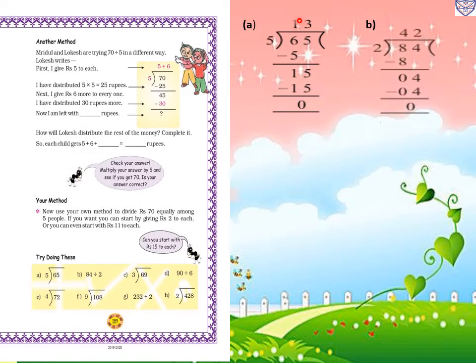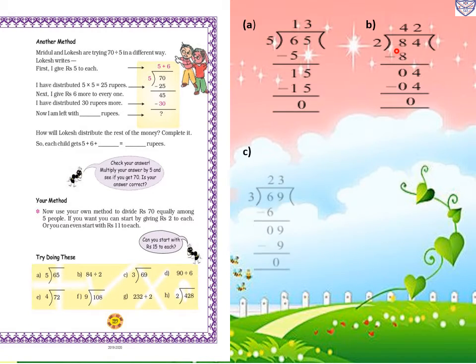Now B, 84 divided by 2. So first we will take first digit 8. In 2 table when 8 will come, yes, 2 fours are 8. So 8 minus 8, 0. Now we will carry down 4. Now in 2 table when 4 will come, 2 twos are 4. So 4 minus 4, 0. So our answer is 42.